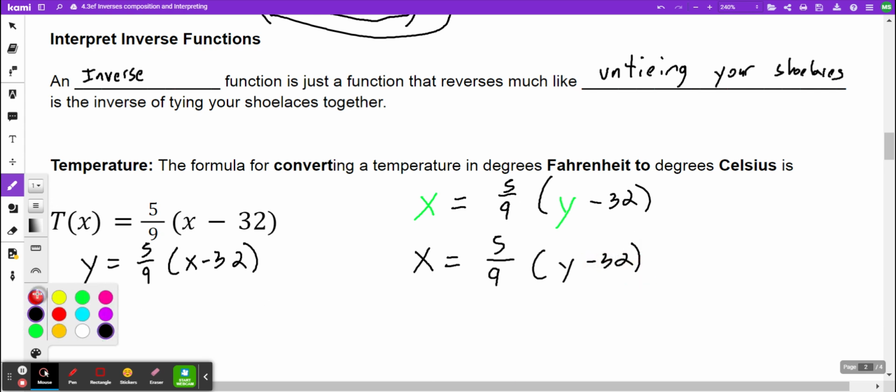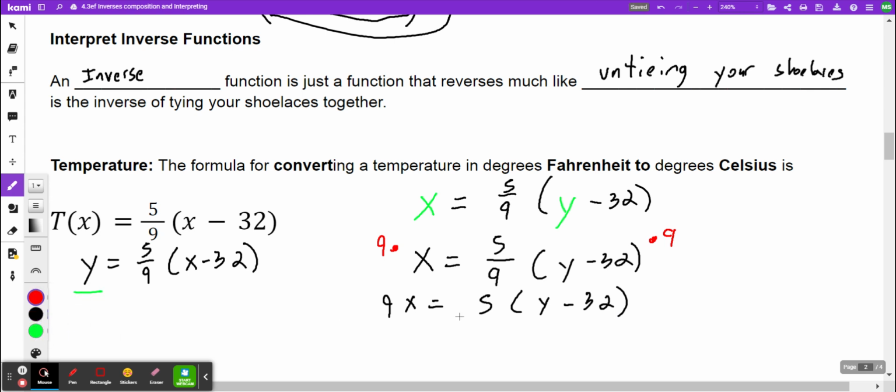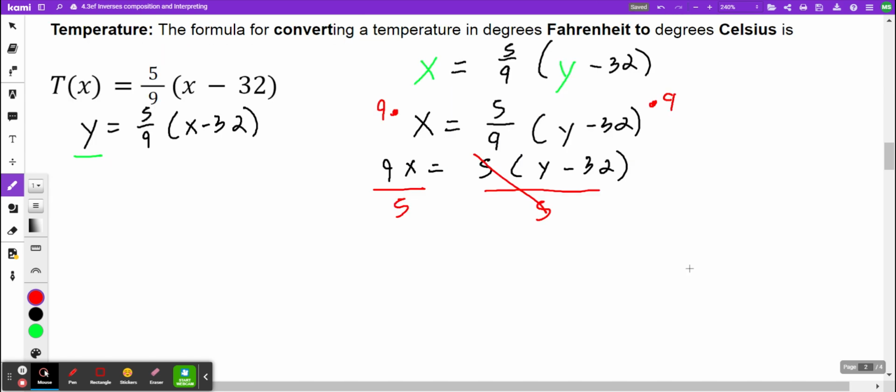So I'm going to get rid of this divide by 9 right here. So I'm going to times 9 on both sides. That will cancel this out. So after I times 9, I should get 9x is equal to 5 times y minus 32. Now I have a times 5 I want to get rid of. So I can divide by 5 on both sides, and that will cancel out the 5s.